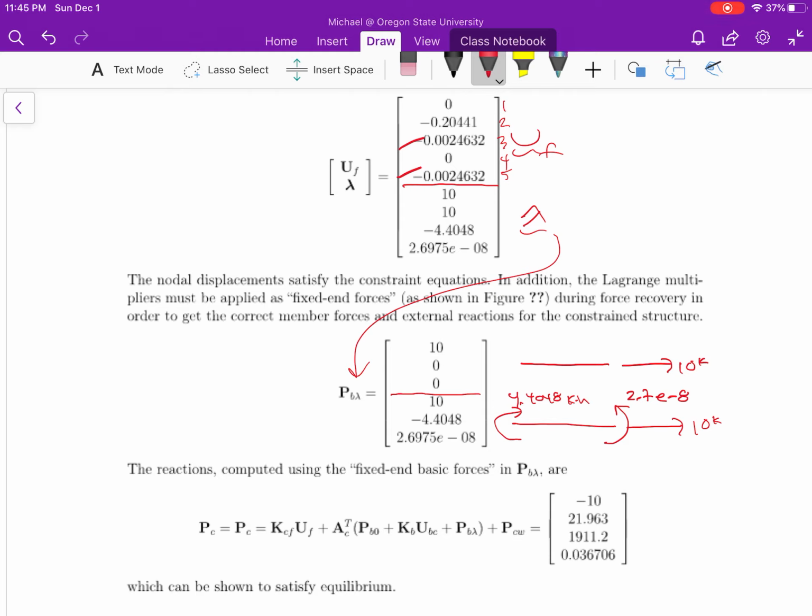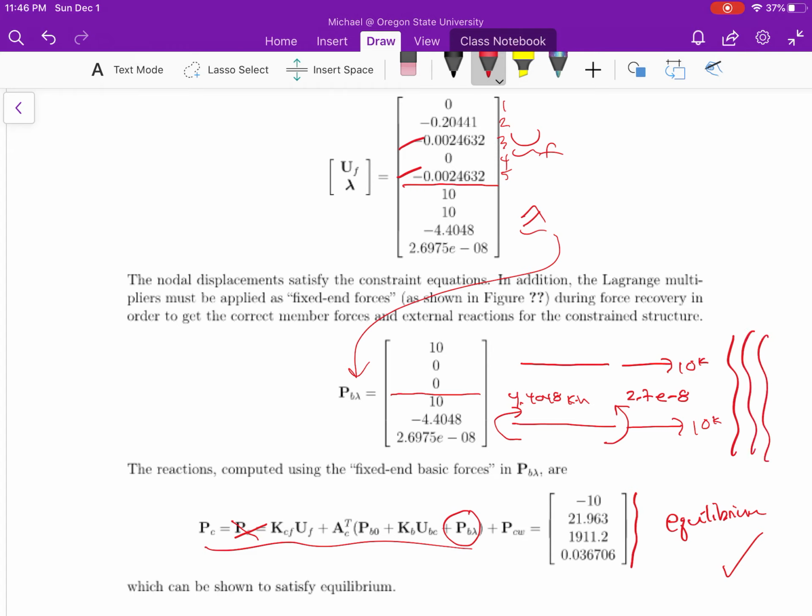So if we add these Lagrange multiplier forces in to our force recovery, as indicated down here with this expression, actually this part should not be there, then we recover reactions that satisfy equilibrium. So we're picking up the forces that the transformation method left out, by adding these forces into our force recovery for each element.